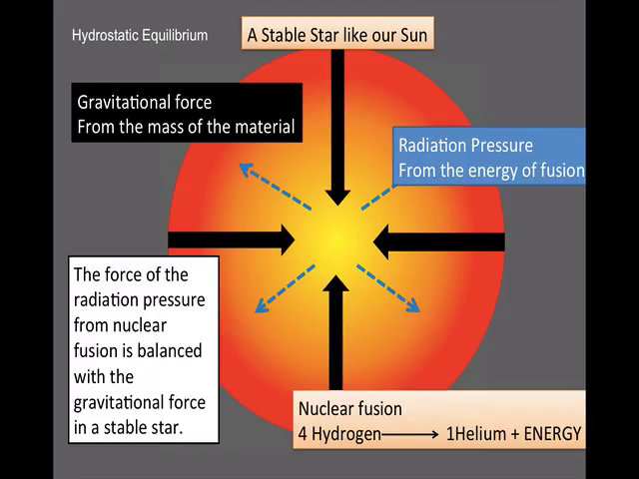And so you have this balance, this lovely little balance in a normal star, or what we are going to start calling a main sequence star. A main sequence star is where you have hydrostatic equilibrium and the burning of hydrogen. The force of the radiation pressure from nuclear fusion is balanced with the gravitational force in a stable star.